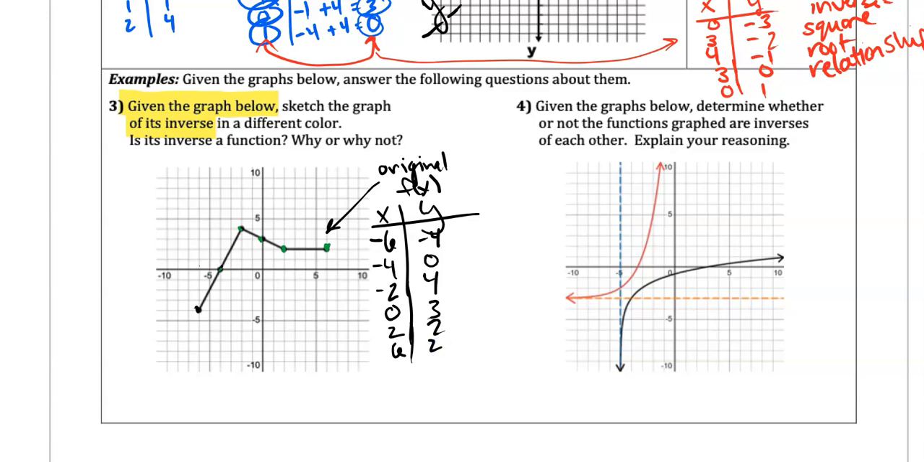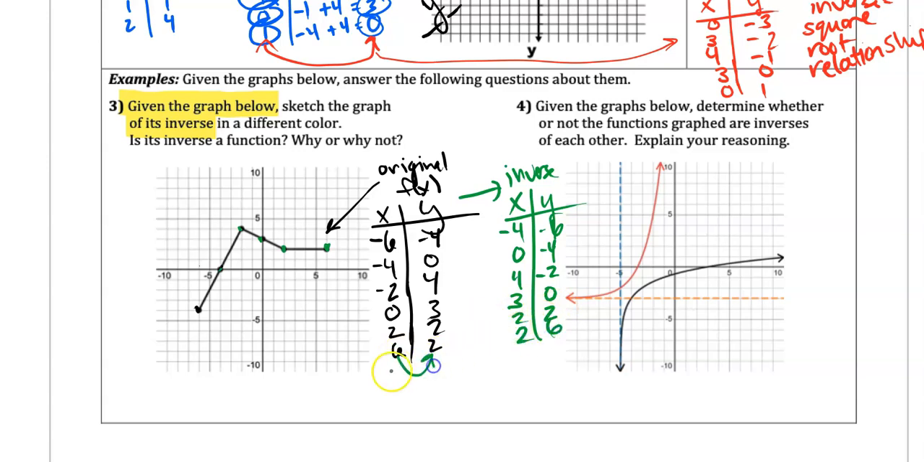And I'm going to go ahead and graph the inverse by reversing x and y. So now it'll be (-4, -6), (0, -4), (4, -2), (3, 0). This one stays the same. And then (2, 6). So I just basically reversed x and y to get these points. And now I'll plot them.